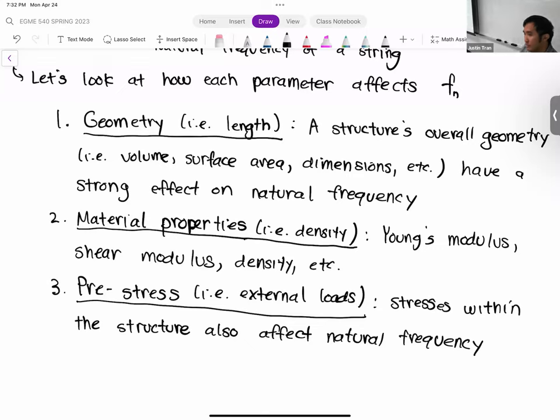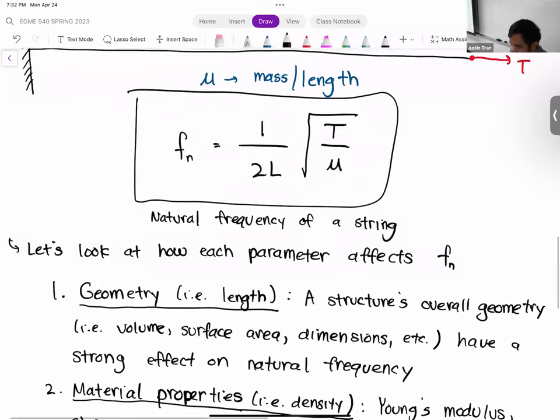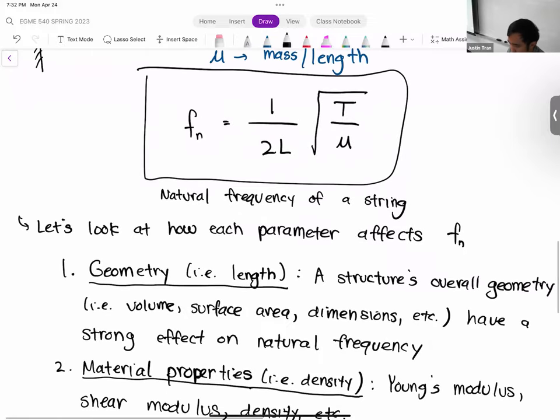Okay, so for any structure, the loads don't change. It's the natural frequency. Oh, I see what you're saying. There are a couple of natural frequencies. When you have no loads at all, the natural frequency is going to be a certain number. Then when you apply the loads, that natural frequency is going to shift up or shift down depending on how the loads are applied. So it's just like this formula: if we increase the tension in the string, if we double T, the natural frequency is going to be different than it was before.